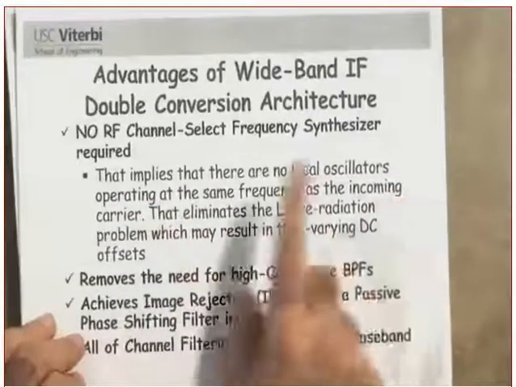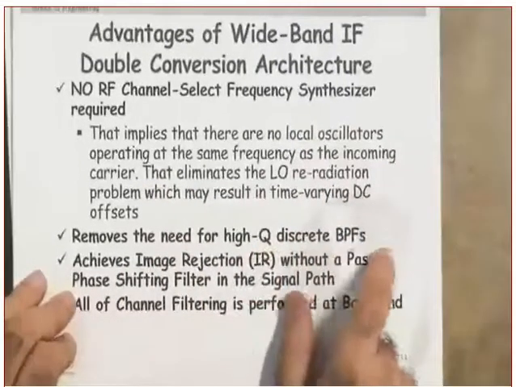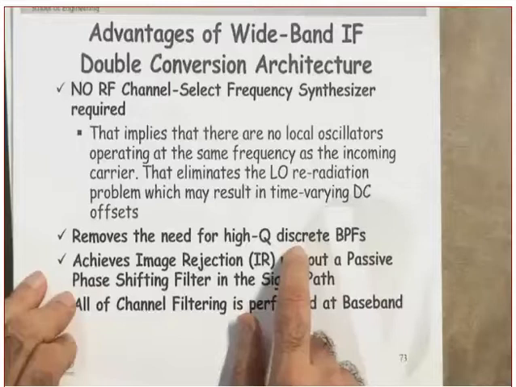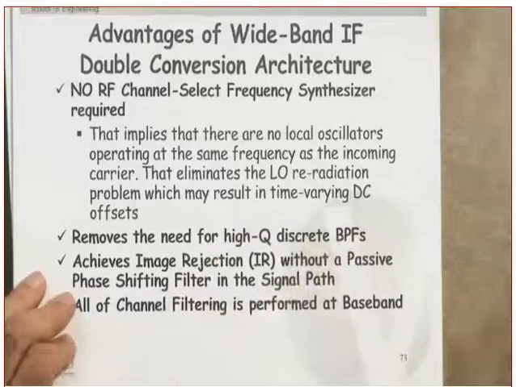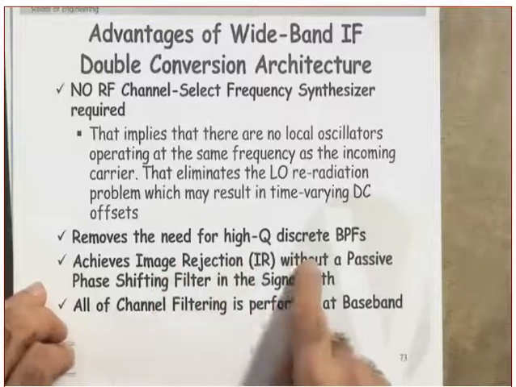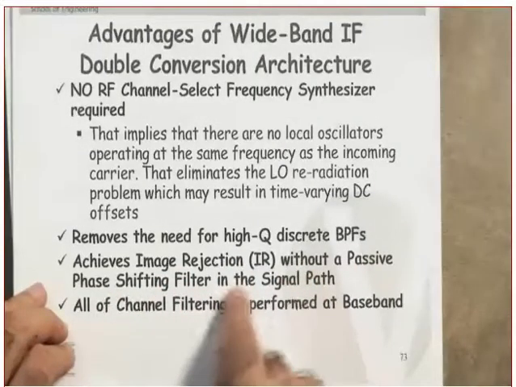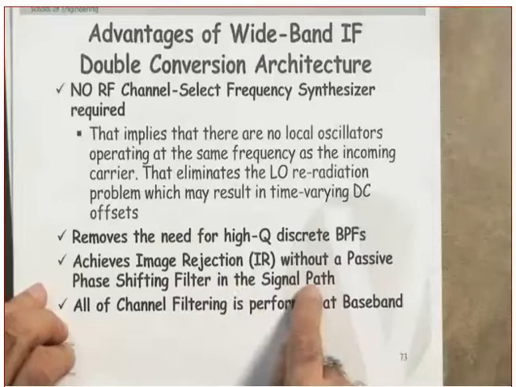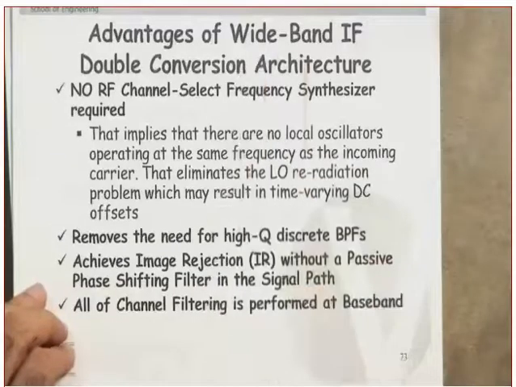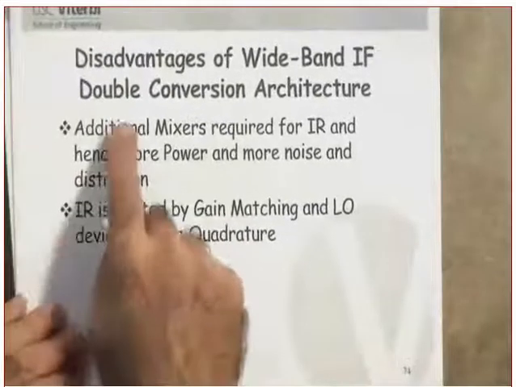Okay. Again, no local oscillator operating at the same frequency. We already talked about this. Remove the need for a high Q, discrete bandpass filter. When you say discrete bandpass filter, it means it's not integrated within the same chip. Achieve image rejection without a passive phase shift filter in the signal path. Which means you could use the Weaver image rejection. Remember the Weaver? We had two sets of this without putting 90 degrees on the signal path. Clear? And again, the filtering is done in baseband.